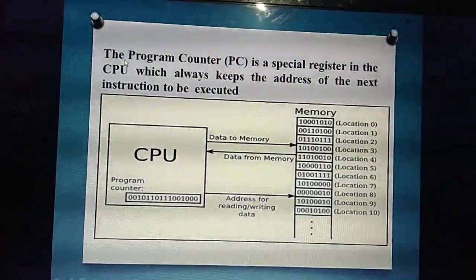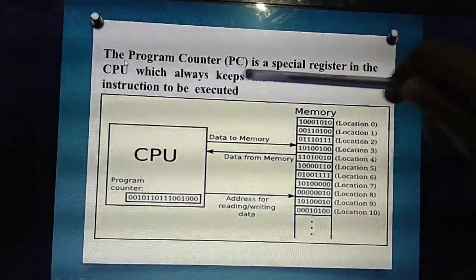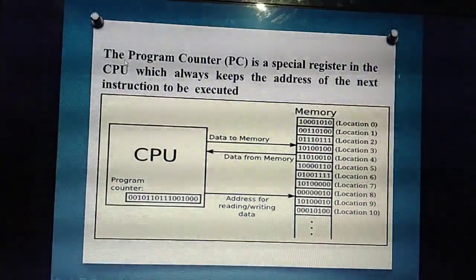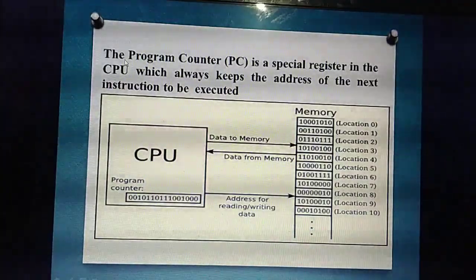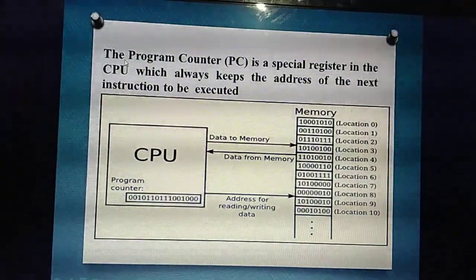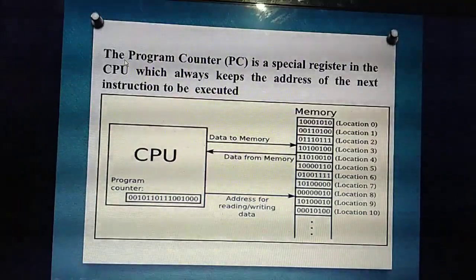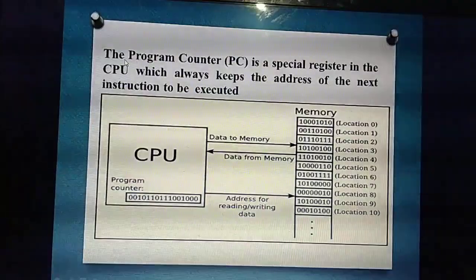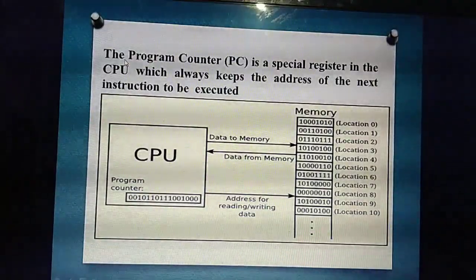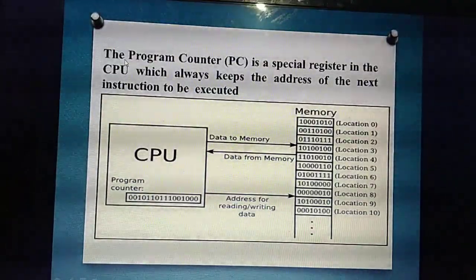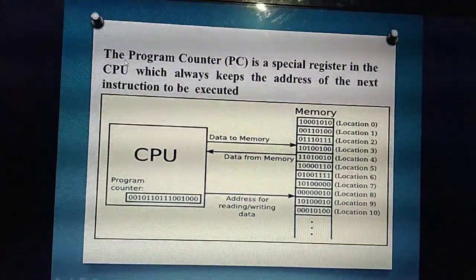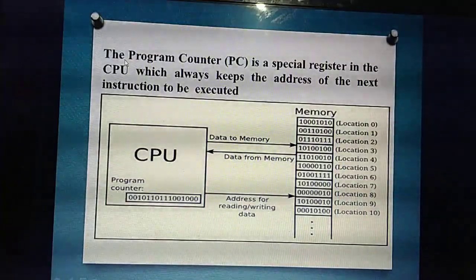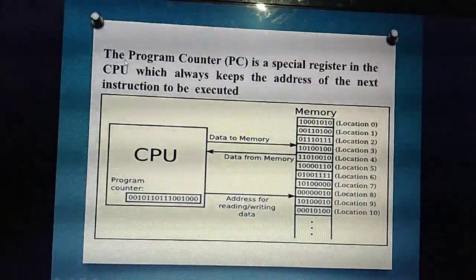I'll explain. For now, just study it. This line is very, very important. That's the definition of the program counter: it always keeps the address of the next instruction to be executed. I'll give the best example. For example, the teacher asks to take attendance from roll number 1. The first roll number will say roll number 1, then 2, 3. Listen: after the person saying roll number 1 finishes, only then will roll number 2 say. Isn't it?